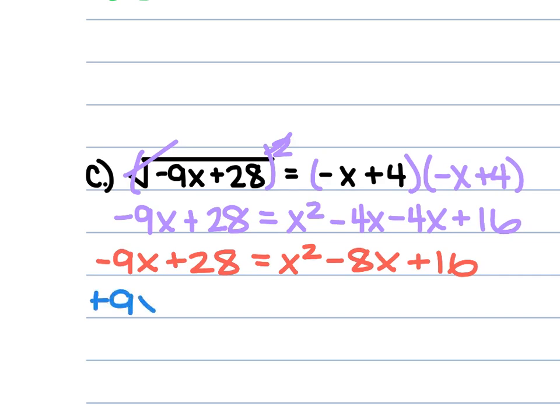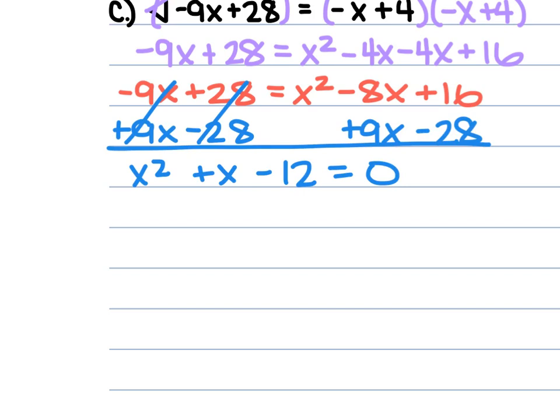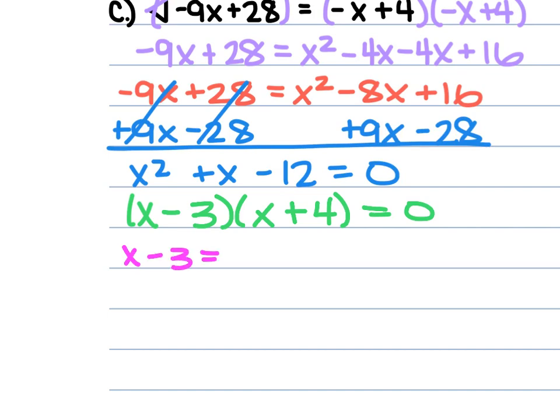From here, add the 9x, subtract the 28 from each side. This is going to leave us with x squared plus x minus the 16 minus 28 is negative 12 is equal to 0. Our factors of negative 12 that add up to 1 are x minus 3 times x plus 4 is equal to 0. So we're going to solve for both. X minus 3 is equal to 0. X plus 4 is equal to 0.